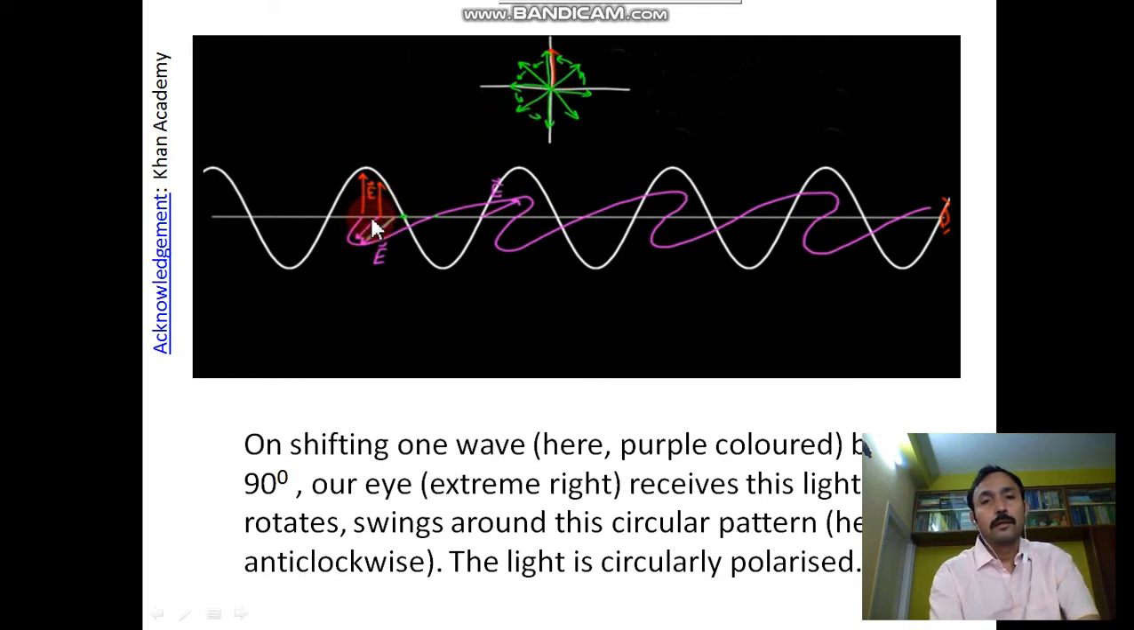Again, for this point, the resultant electric field is along this direction. Similarly with this motion, what will happen? The resultant electric field will be in a circular loop like this. That means our eye receives this light, which rotates and swings around this circular pattern. Here it is anti-clockwise. The light is circularly polarized.